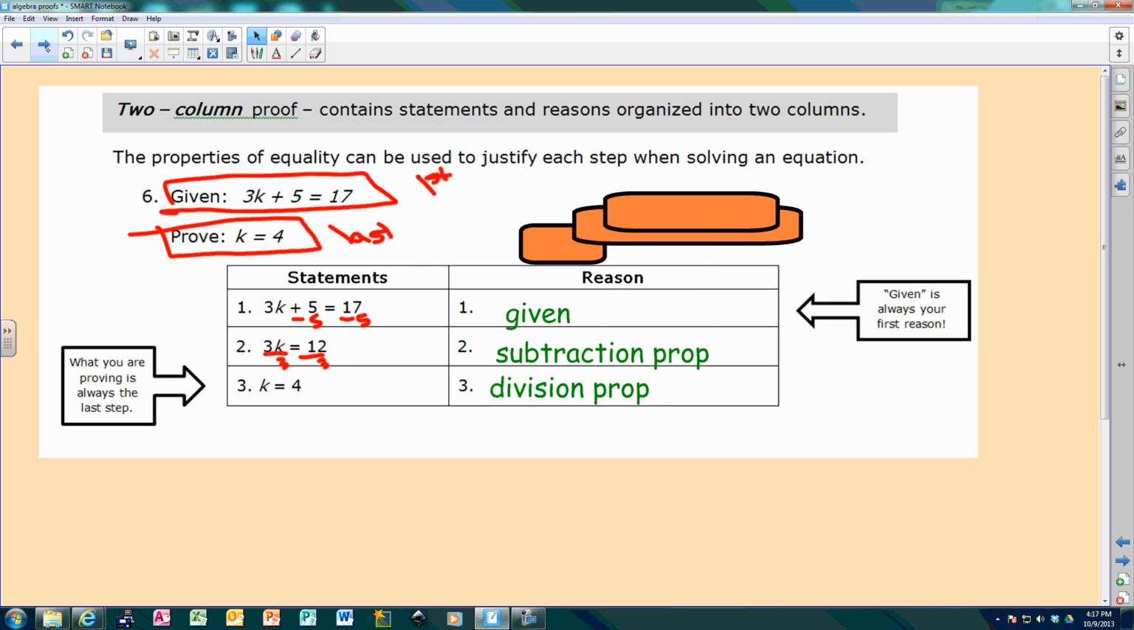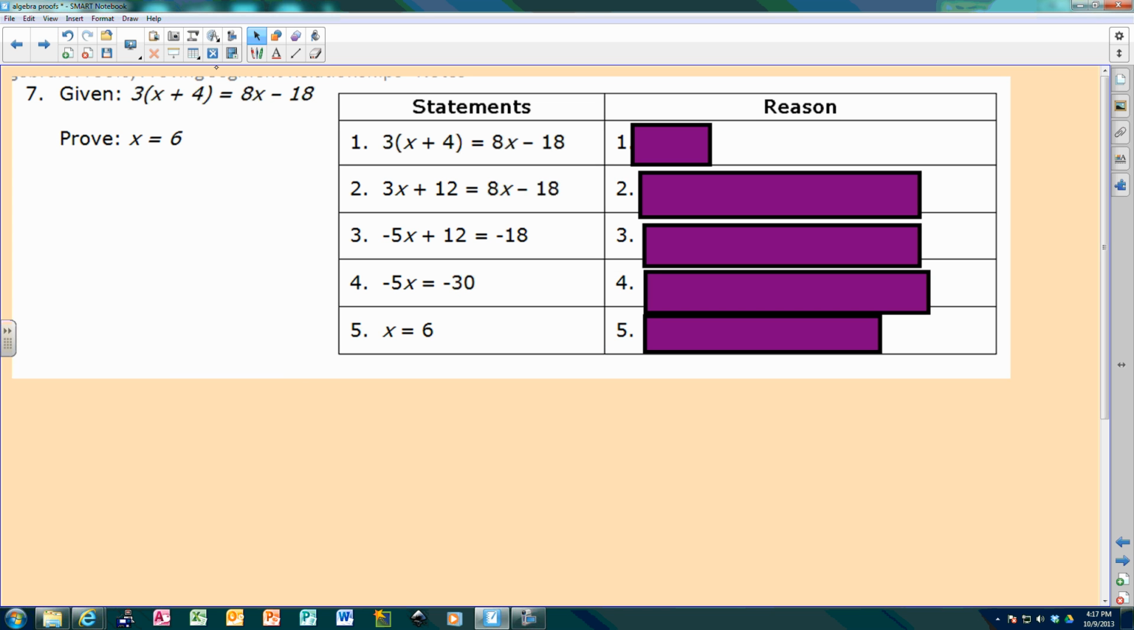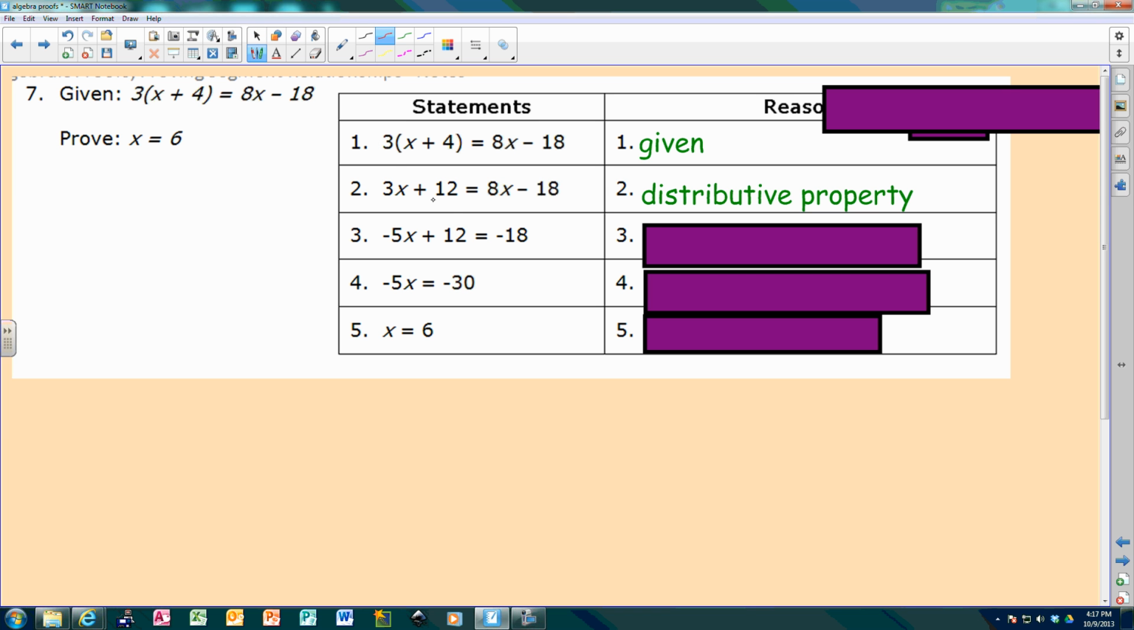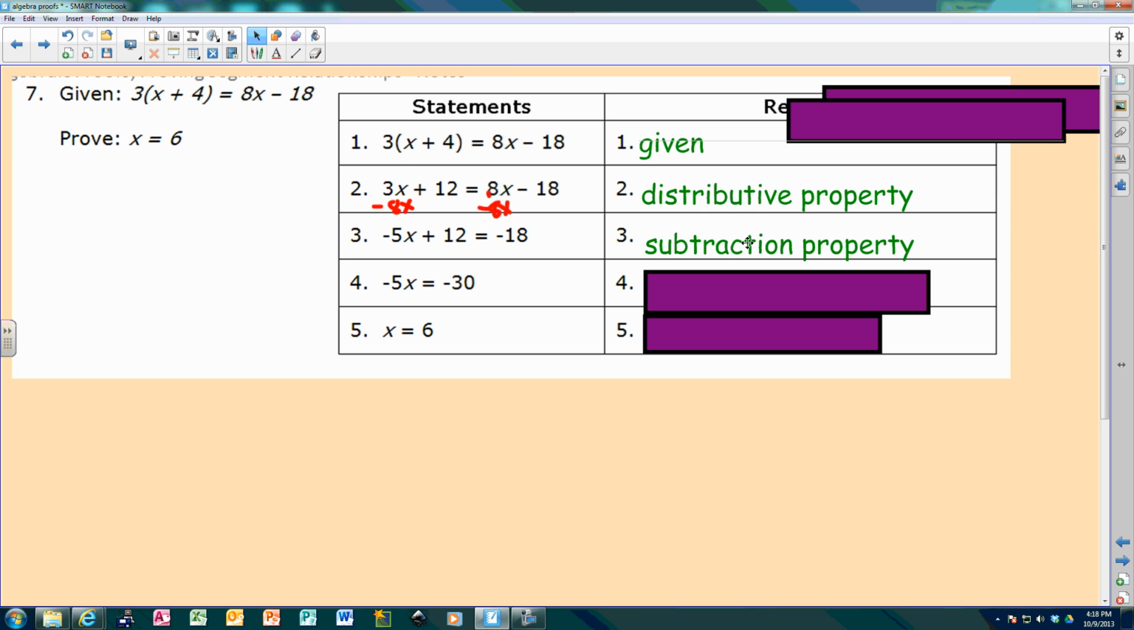Okay, let's try another one. 3 times x plus 4 equals 8x minus 18. This is what was given. So now what do I have to do to the 3? I have to distribute the 3. Okay, so now to go from here to here, what did I do? I had an 8x here, and then down here I no longer do. So that means I must have subtracted 8x from both sides.